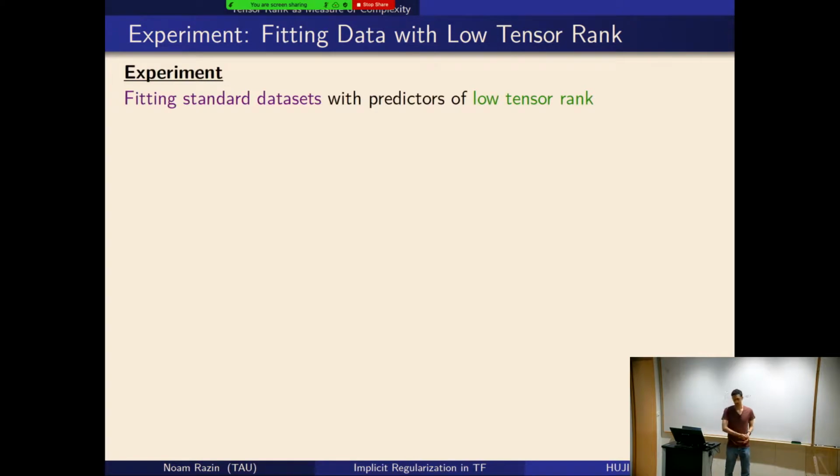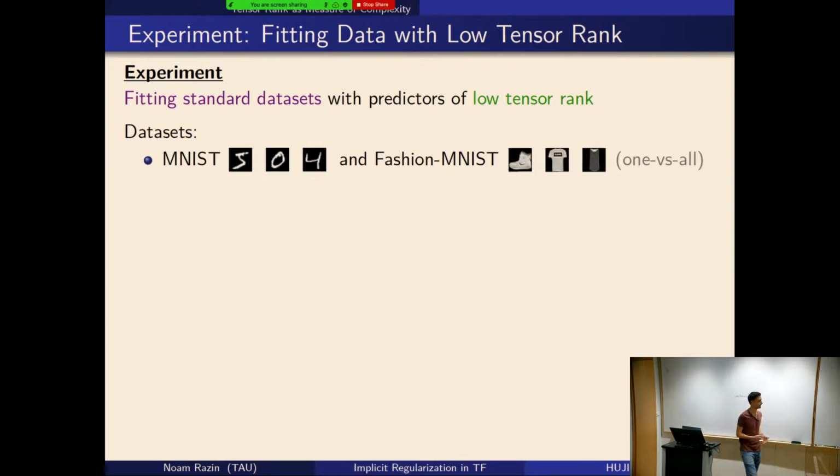We try to fit standard data sets with predictors of low tensor rank. Specifically, what we are going to see now, we consider MNIST and fashion MNIST, where for simplicity, we convert them to one versus all binary prediction tasks, and we fit the labels using the L2 loss. Just to be clear about what's going on here, okay?